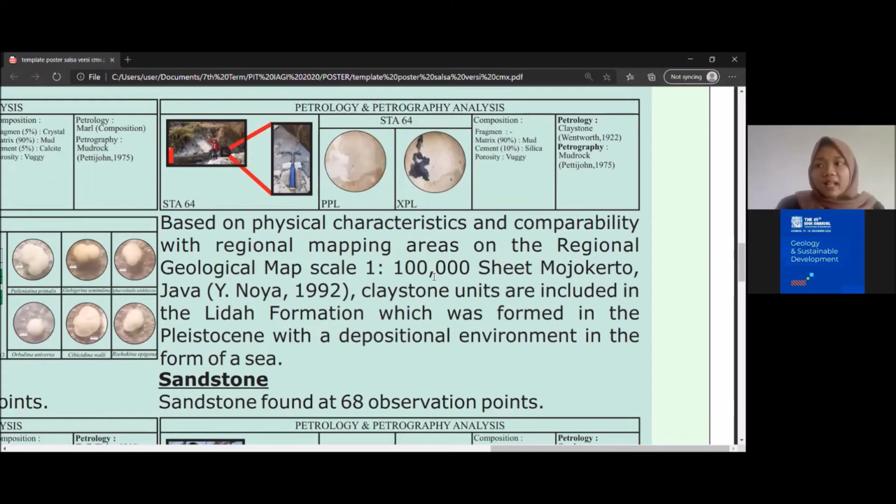Based on the physical characteristics of the lithology, it is compared to the regional stratigraphy column map, which shows that the lithology formed in the Pleistocene with P as the depositional environment.